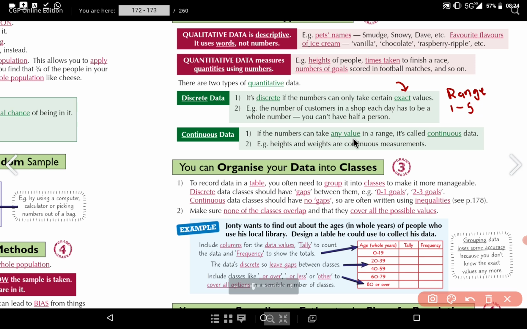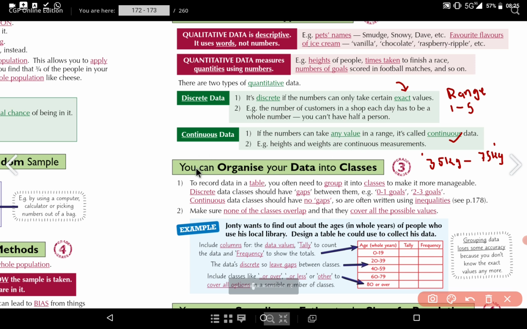But if the members can take any value in a range, it's called continuous data, okay? For instance, heights and weights, you can group people according to the weight. I simply want people with a weight maybe of 35 kgs to maybe 75 kgs, okay? So when you deal with such type of data, first of all, these are numbers. You tell it's quantitative, and there is a range, so you tell that is continuous data, okay?